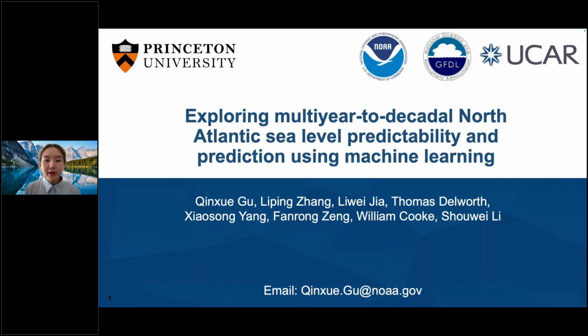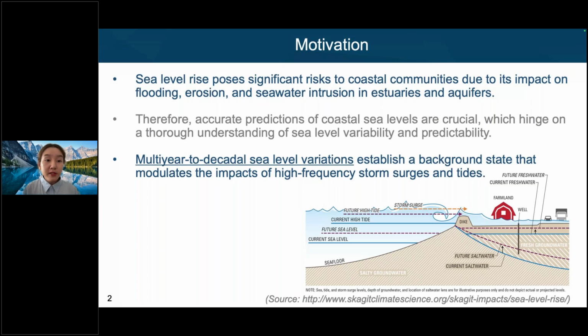As we know, sea level rise poses significant risks to coastal communities due to its impact on flooding, erosion, and seawater intrusion. Therefore, accurate predictions of coastal sea levels are crucial, which hinge on a thorough understanding of sea level variability and predictability. In this study, we focus on the multi-year to decadal sea level variations because these variations establish a background state that modulates the impact of high-frequency storm surges and tides.